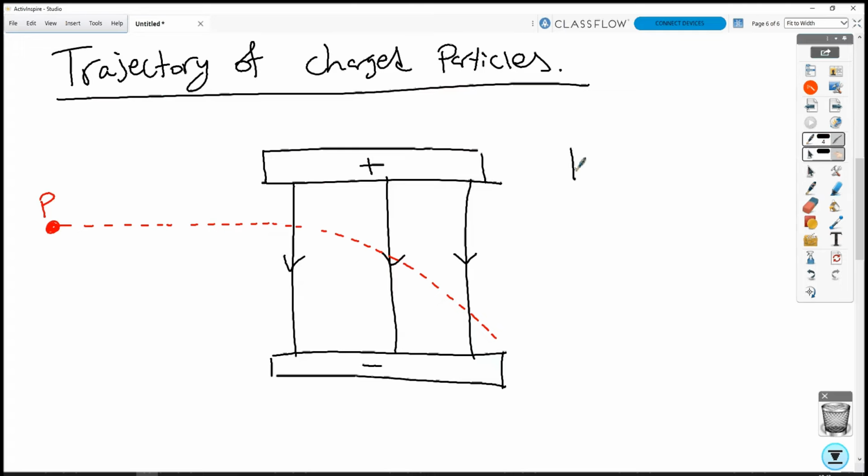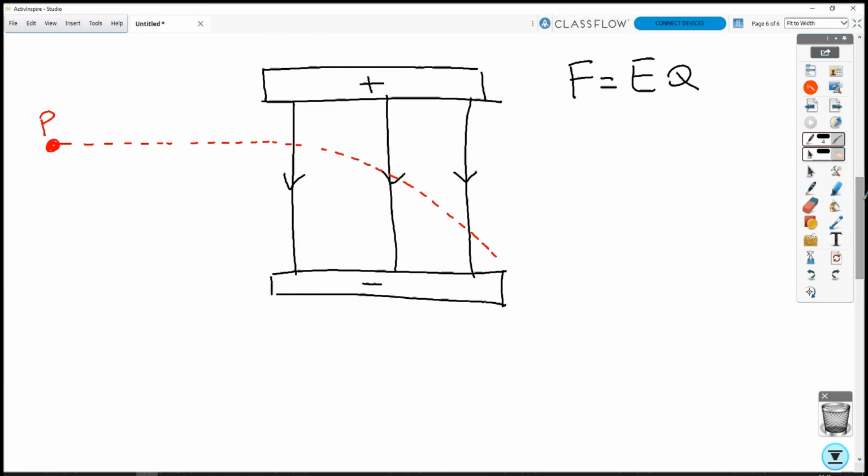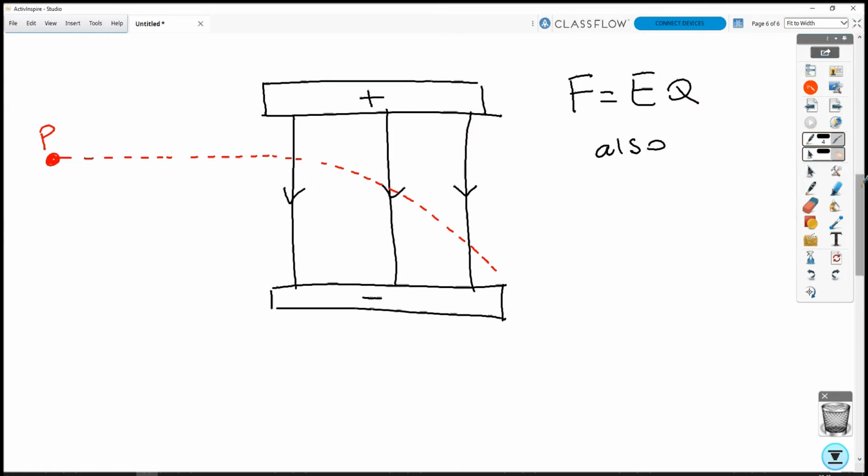So F is equal to EQ, and also F equals ma. So the acceleration it actually experiences depends on its mass. So a less massive object in a field like this will experience a larger acceleration. And we'll see that with another object.